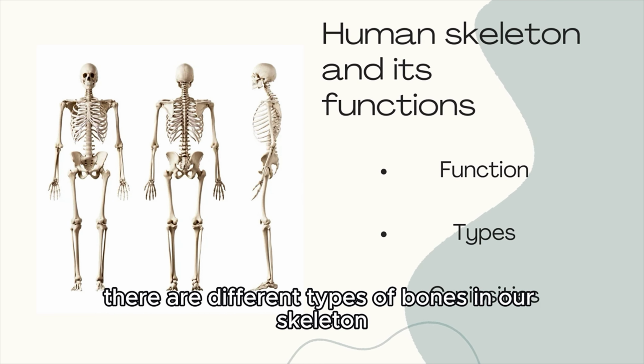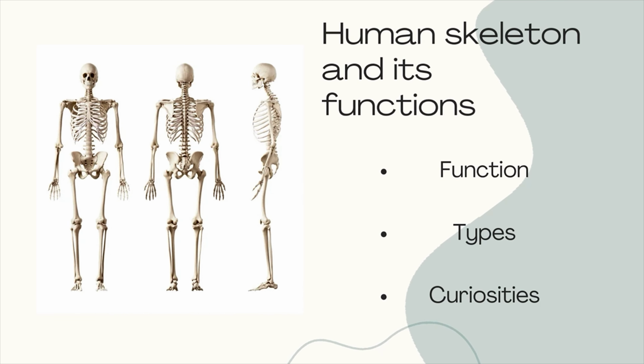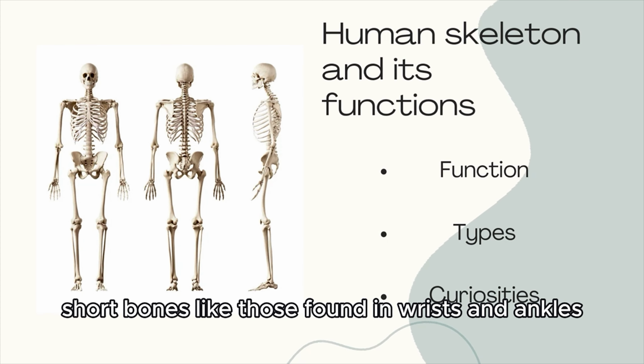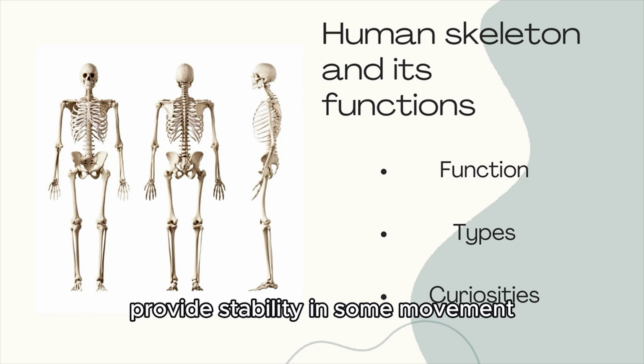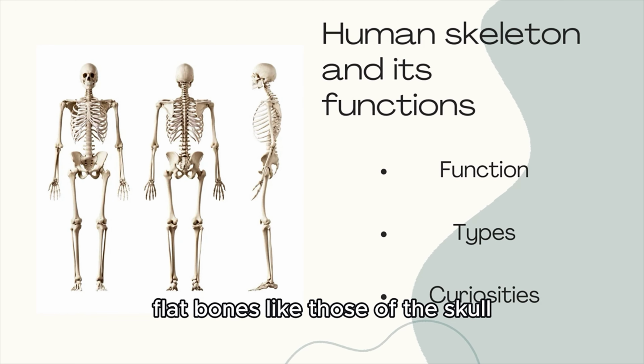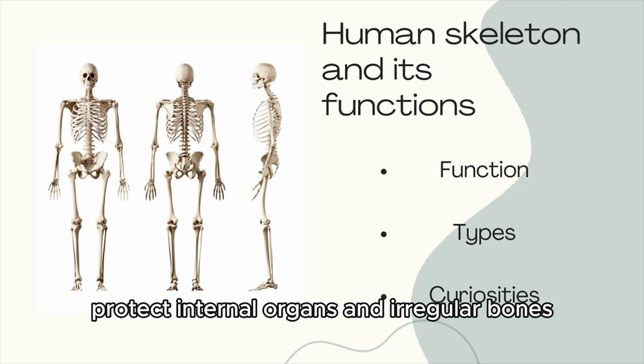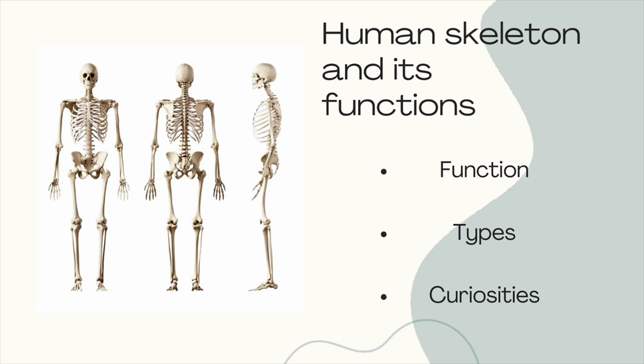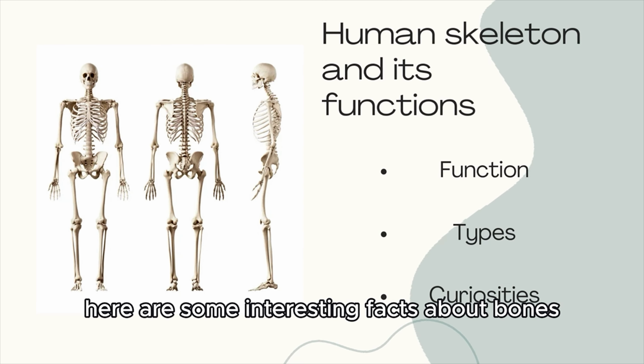There are different types of bones in our skeleton. Long bones, like the femur, are located in the legs and arms and are essential for movement. Short bones, like those found in wrists and ankles, provide stability in some movement. Flat bones, like those of the skull, protect internal organs, and irregular bones, like the vertebrae, protect the spinal cord and support the body. Here are some interesting facts about bones.